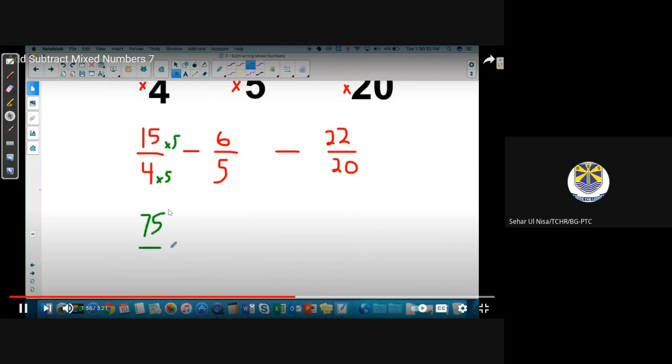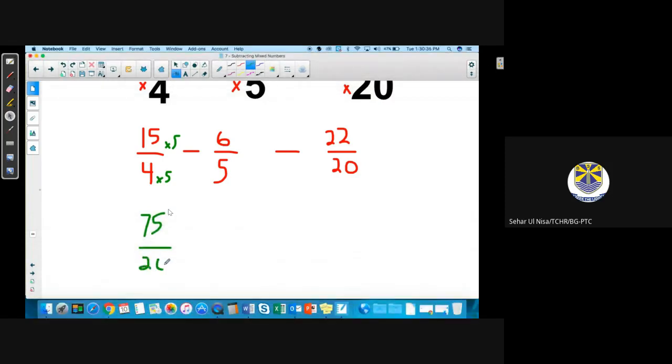75 over 20, subtract. Now we're going to look at 6 fifths, with times of 5 by 4. Do the same to the numerator, and 6 times 4 is 24 over our 20. And then we're going to subtract 22 over 20 like this.